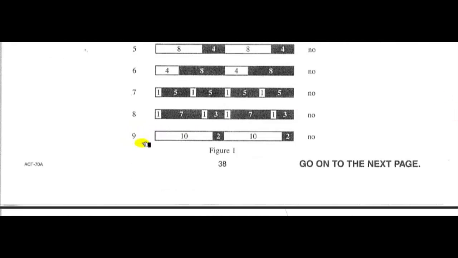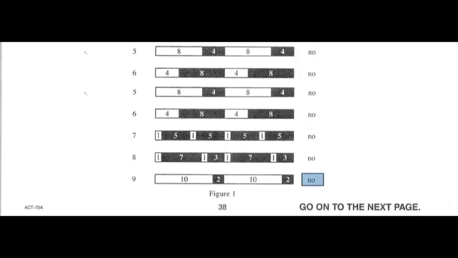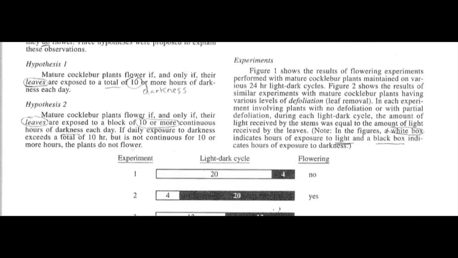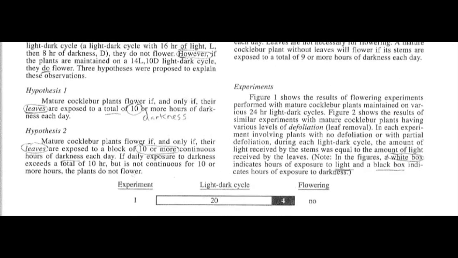Here is experiment 9, and here's what we see. We see 10 hours of light, 2 hours of darkness, 10 more hours of continuous light, and 2 hours of darkness. A total of 4 hours of darkness, and when we have 4 hours of total darkness, there is no flowering. Now, we're trying to weaken hypothesis 1, 2, and 3, so let's go ahead and see. When we see there's only a total of 4 hours of darkness, does this weaken hypothesis 1? Let's go ahead and see what they say.